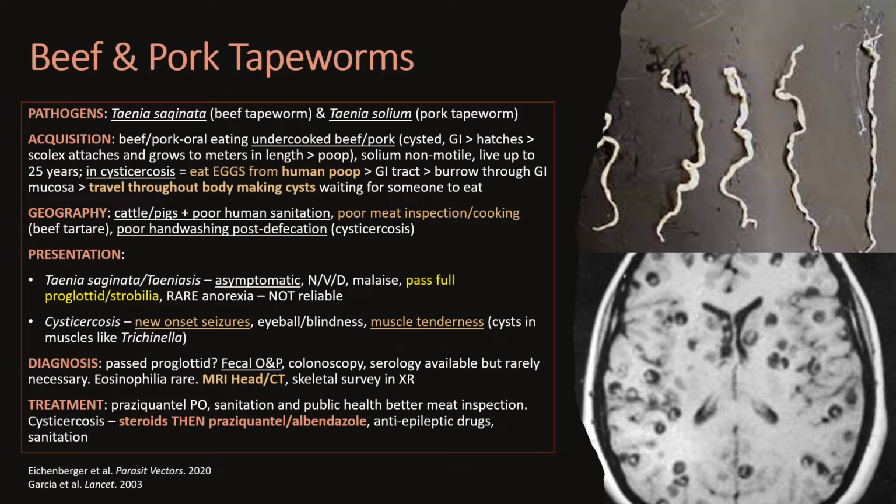Cysts in humans hatch, and then the scolex attaches to our GI tract, causing taeniasis, really just being infected with a tapeworm in a similar way to Diphyllobothrium. These worms can live up to 25 years and often cause no symptoms in humans, sometimes being passed in the stool. Stool ova and parasites can easily detect these, and praziquantel can effectively treat and deworm us.